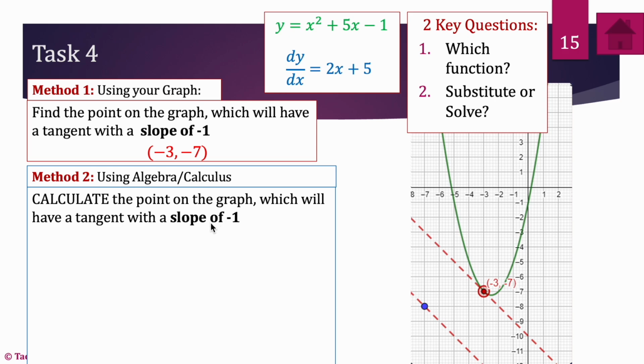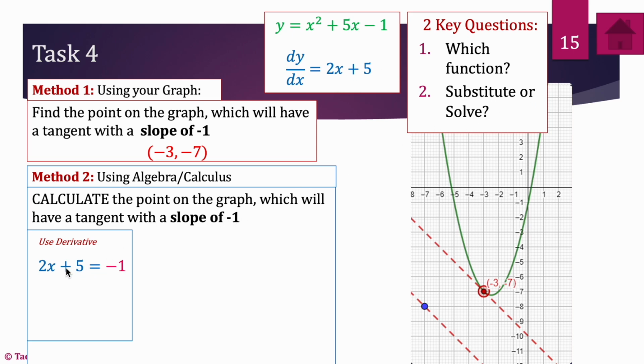But in this case, it's slightly different. In the previous question, we were substituting our value into the derivative, and that's how we found our slope. In this case, we have the slope and we're trying to work backwards to get our value for x. So that's why in this case, we're actually solving. So we're putting the derivative function equal to -1 and solving. Okay, so that's where the two key questions come in. Which function are we using? In this case, it's the derivative. Are we substituting or solving?